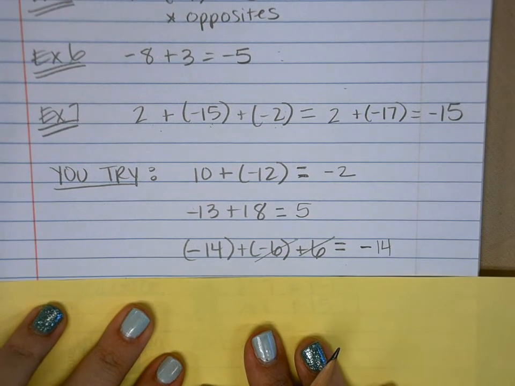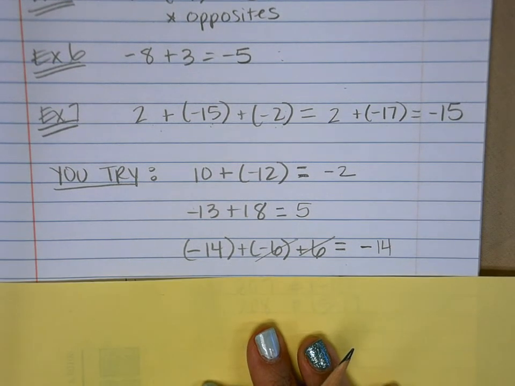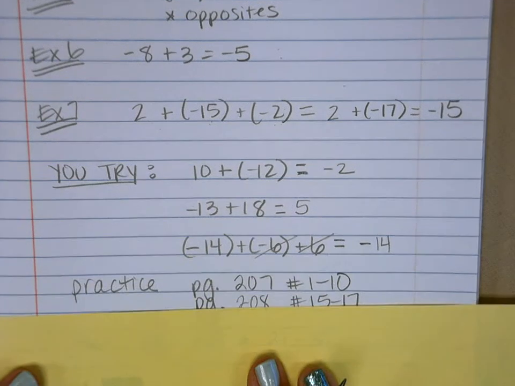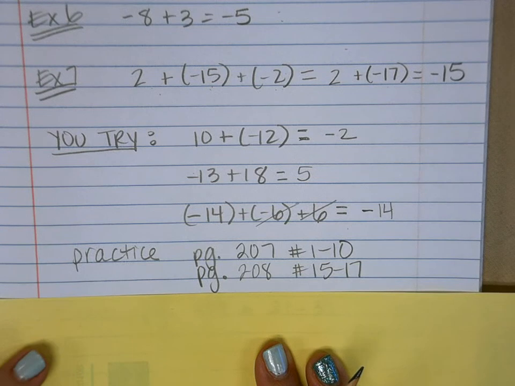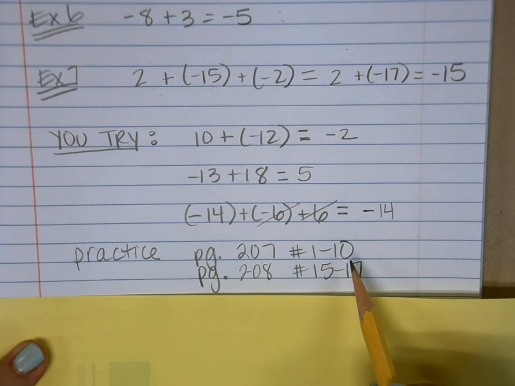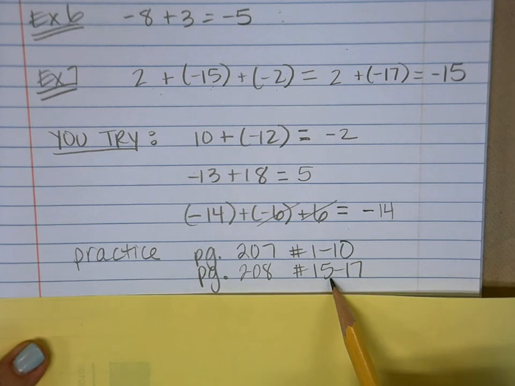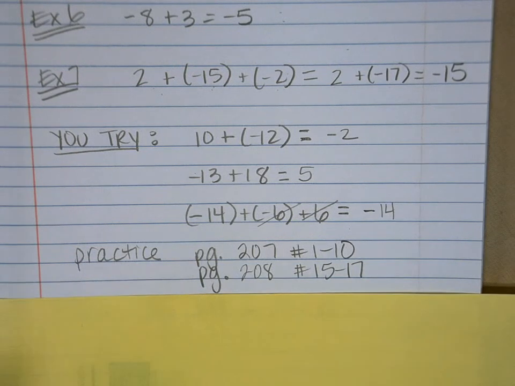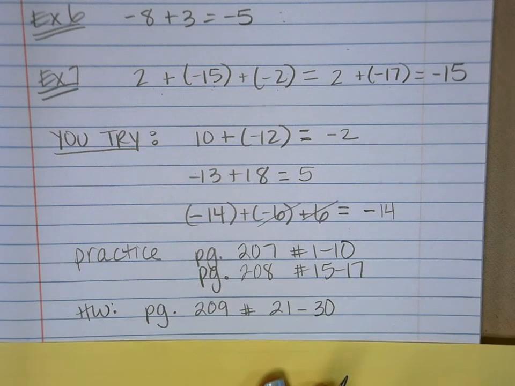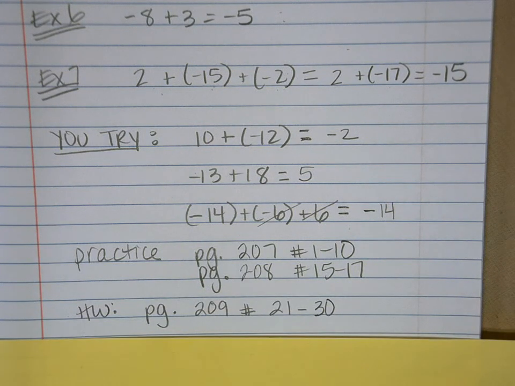All right, so here's what you guys are going to do for the rest of class. You're going to do page 207 and 208. You're going to do 1 through 10 on 207 and 15 through 17 on 208. Okay, you're going to do these independently. That means you don't work with a partner. You just do these. And this is the homework. So as soon as you finish that, you can do the homework.